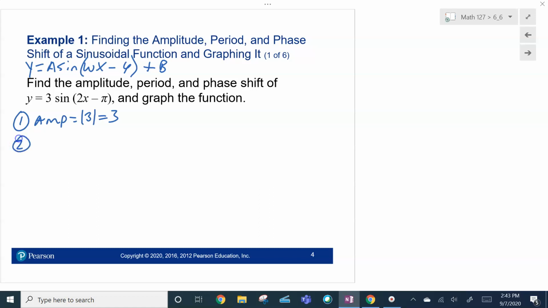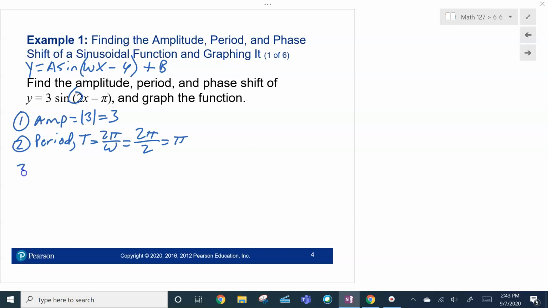Number two, let's take a look at our period. How long does it take to complete one cycle? So our period is 2 pi over omega. In this case, our omega, you can see, is the 2. There's our omega. So our period is pi. If we have that omega being bigger than 1, we're going to have that horizontal compression. So it's compressed. Instead of having a period of 2 pi, it takes only pi to complete one cycle.